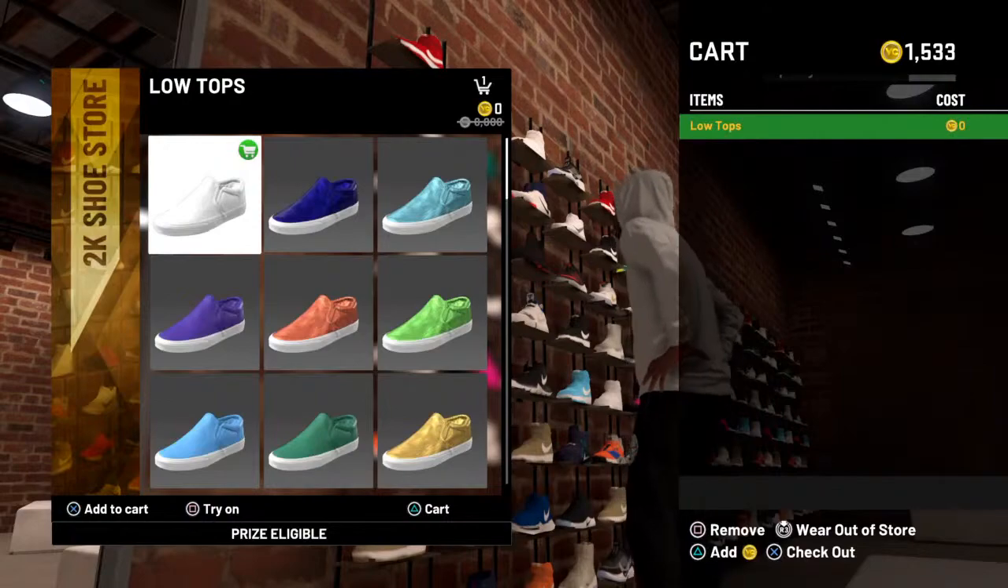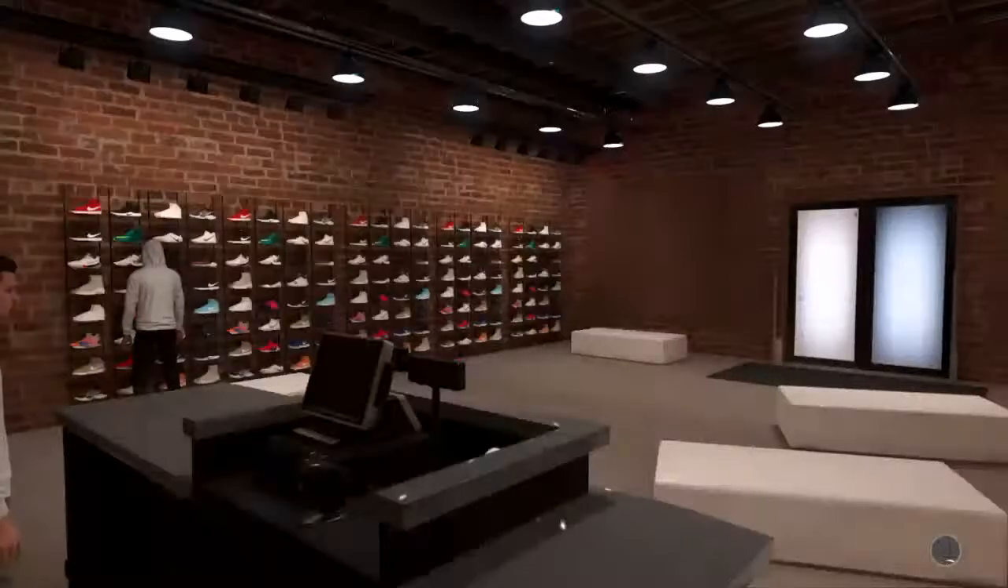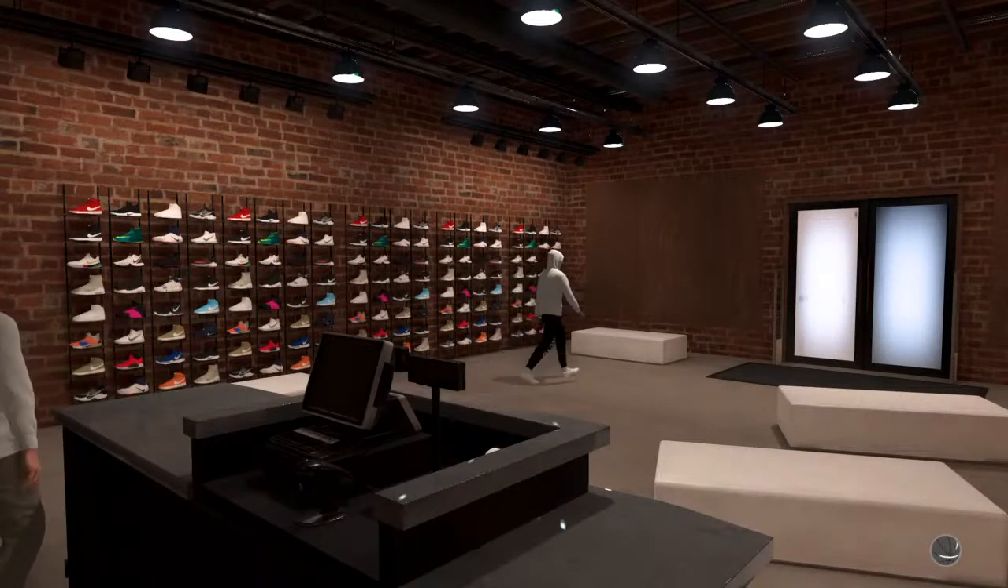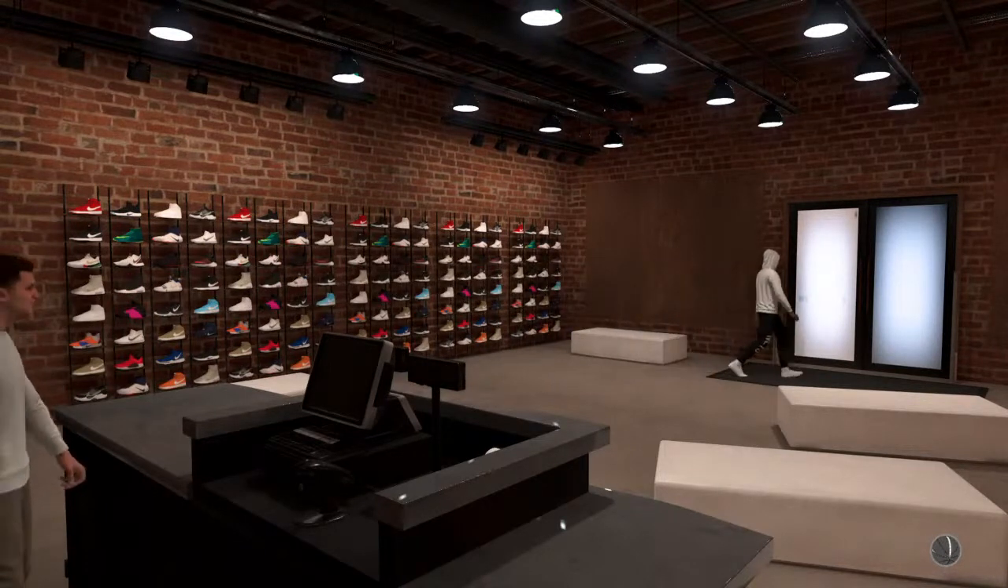Now, this Easy, that's 8K worth of shoes for free. one. I have nothing. Actually, like, please tell me that's the right shoes because I just bought them.